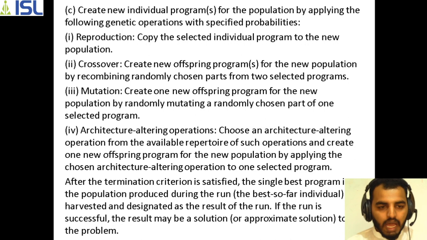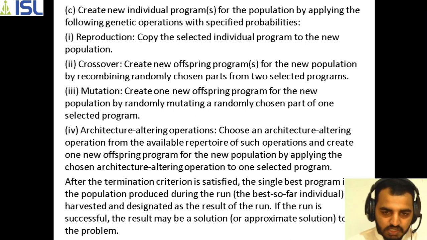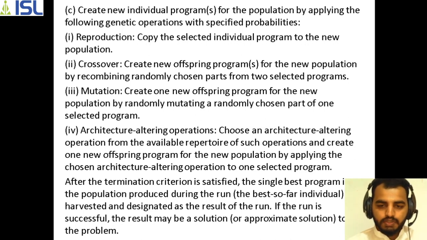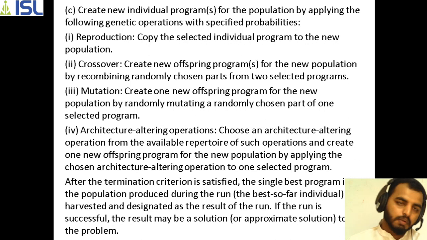Now, what happens after the termination criterion is satisfied? The single best program in the population produced during the run, which is the best-so-far individual, is harvested and designated as the result of the run. Now, what happens if the run is successful? The result may be the solution, or an approximate solution, to the problem.